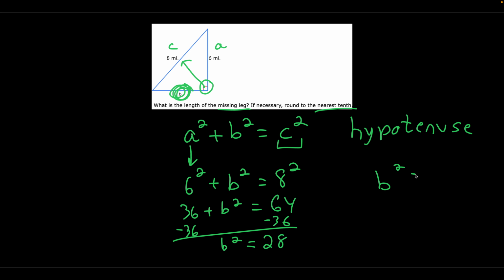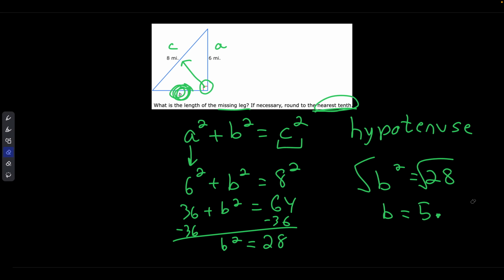And once you get here, we should say, oh, that's a square root equation. So we square root both sides, and we get b equals 5.29. But it says round to the nearest tenth. So really, we're going to get 5.3 as the final answer.